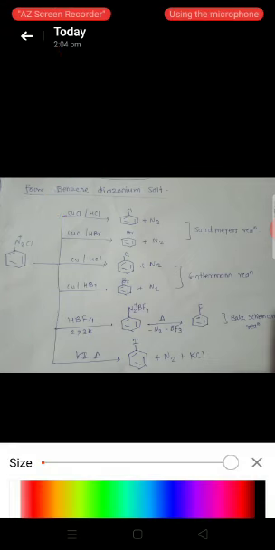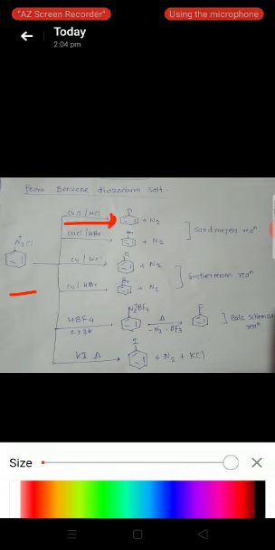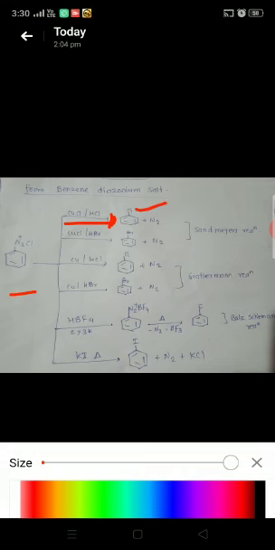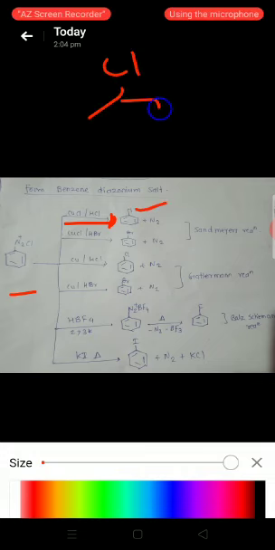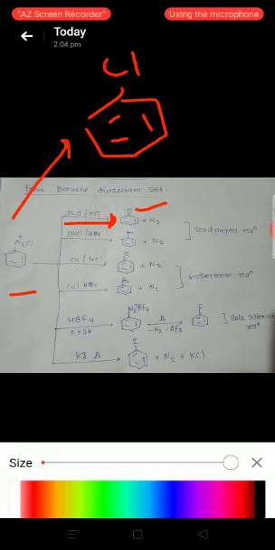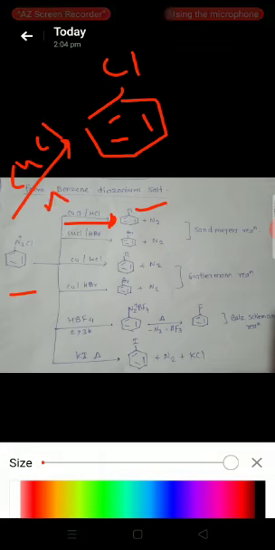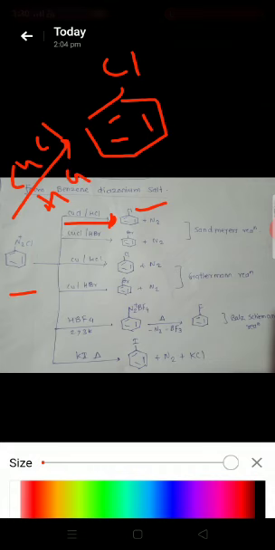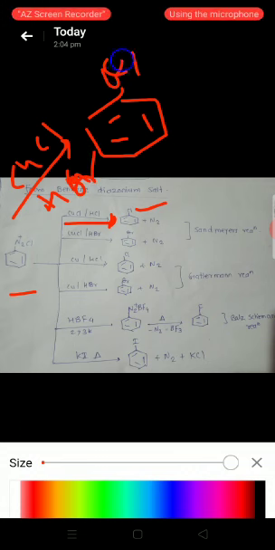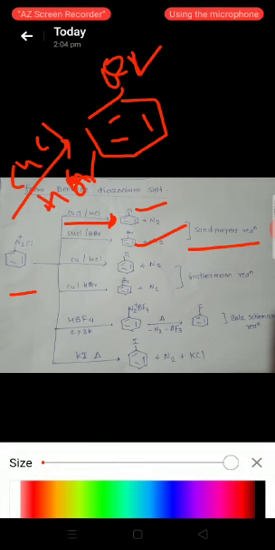This diazonium salt when reacted with CuCl, then in the presence of HCl, it forms chlorobenzene. See here, chlorobenzene is obtained when we add CuCl and HCl. When we add CuBr and HBr, aryl bromide is obtained. This is the Sandmeyer reaction.